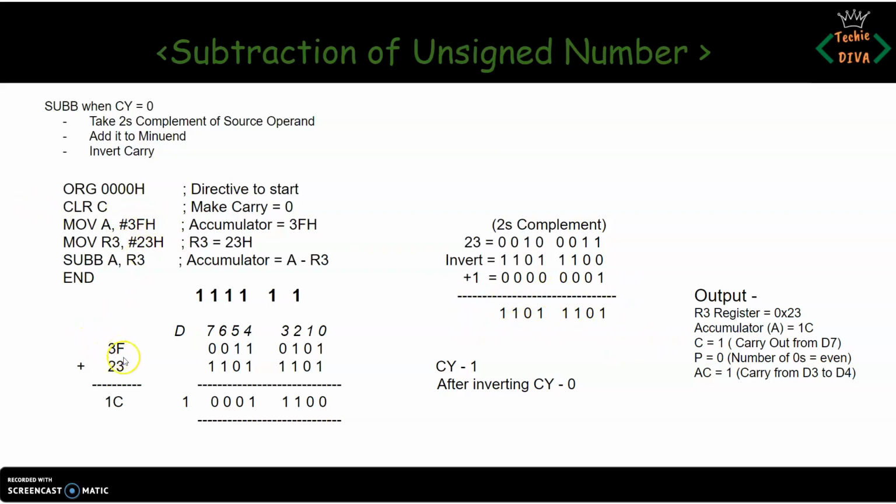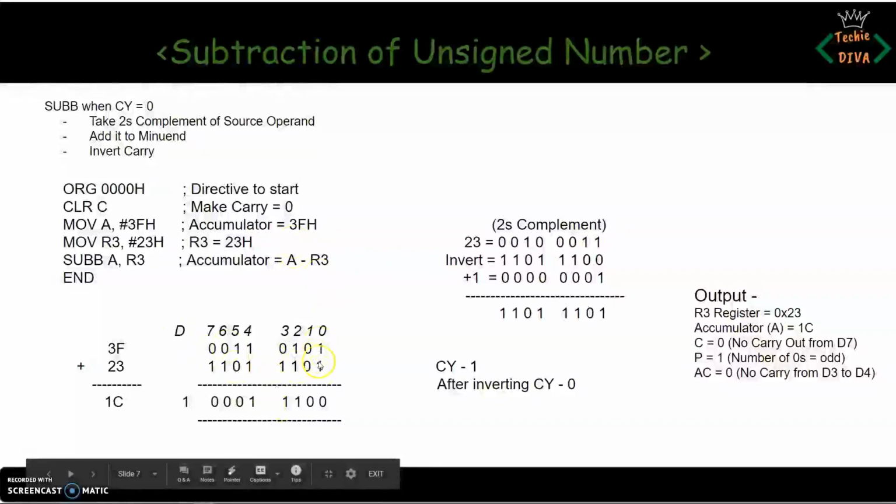accumulator, that is 3FH. So let us write 3F in binary. This is 3, this is F, and we would now write 2 and 3. We add these two numbers, we perform binary addition, and at the end we have carry 1 from the D7 output. But we invert the carry bit in the end. So this carry equal to 1 would be inverted and become carry equal to 0. So there is no carry out from D7.